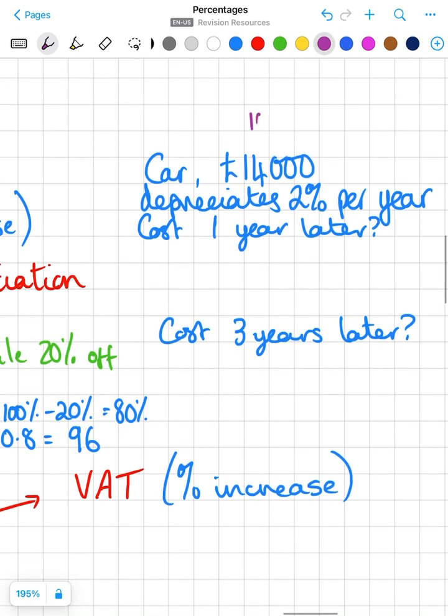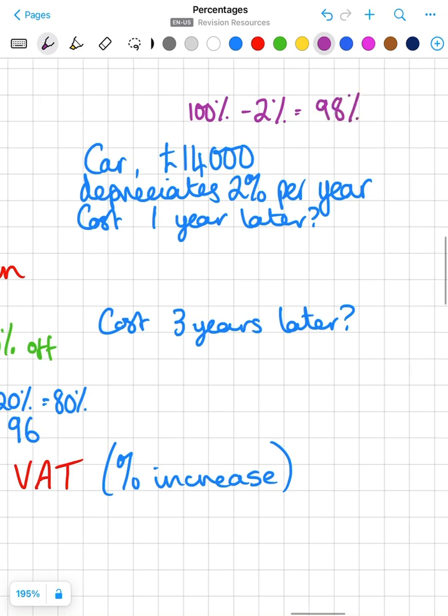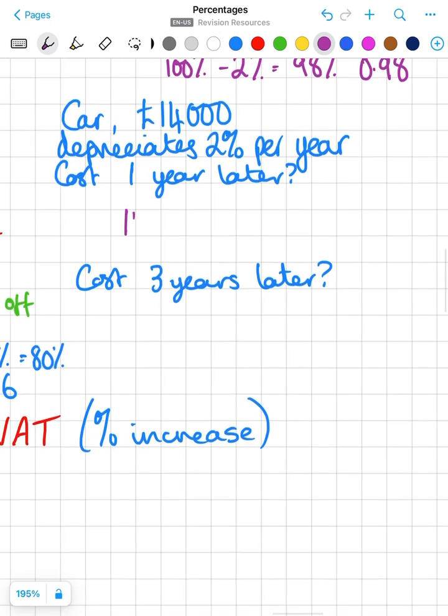So the original cost of the car is 100%. It depreciates, so it decreases in value by 2% each year. So it's worth 98% each year after, which is 0.98 as a decimal. So 14,000 times 0.98 is the value of the car 1 year later. That would be the same as finding 2% and then taking it away.